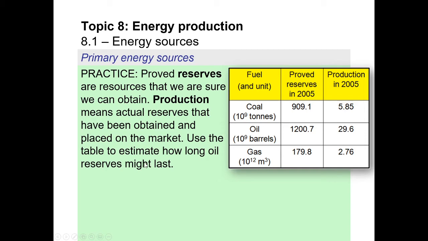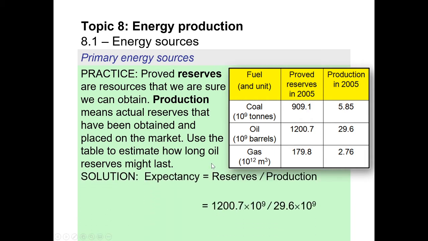Now, the question wants us to estimate how long oil reserves might last. Well, if you have 1200.7 times 10 to the 9, right, for oil, this is the total amount of capacity you have. And in 1 year, you're using 29.6, well, whatever unit of mass that is. So it looks like it's in barrels. Well, you can figure out how many years there's going to be. So this is actually a pretty straightforward calculation. Just take the total amount you have divided by how much you're using per year, and you're going to get the number of years. So that's about 40.6.